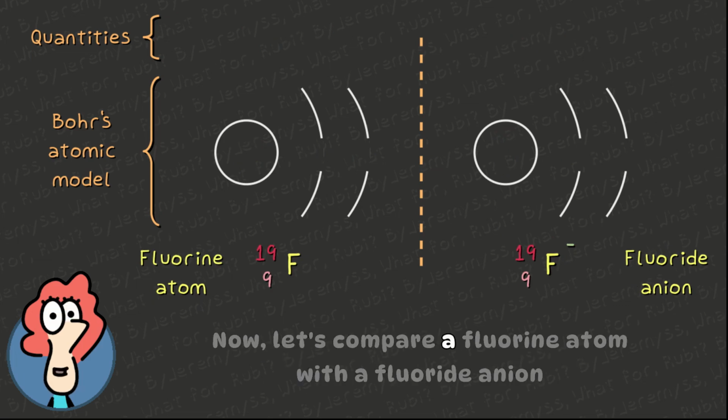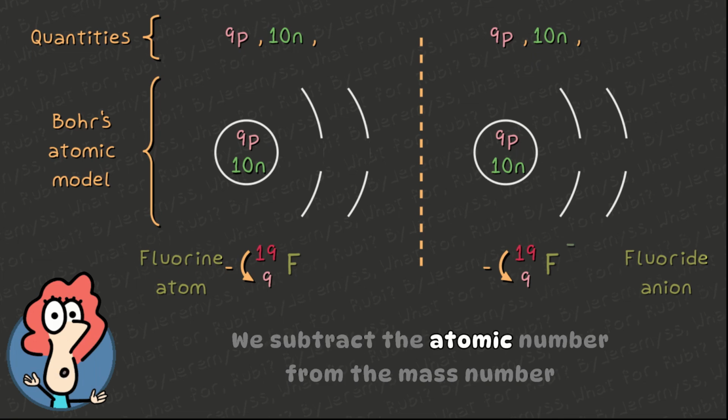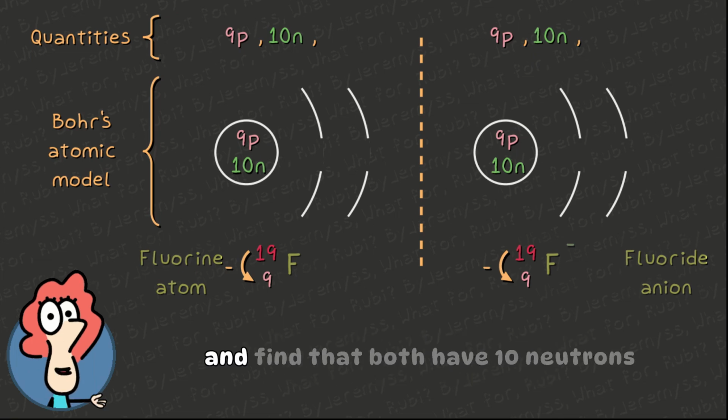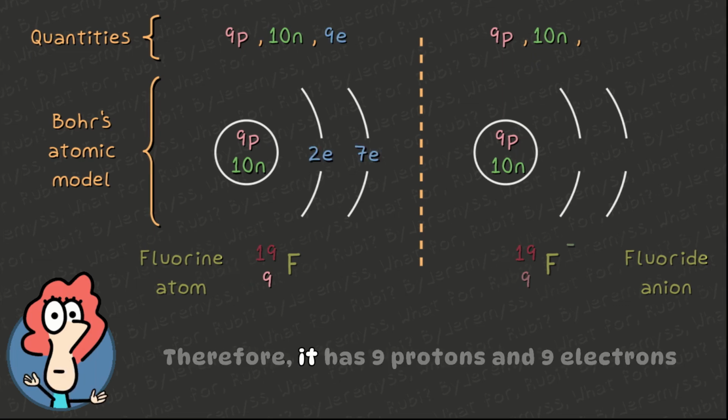Now, let's compare a fluorine atom with a fluoride anion. Their atomic numbers indicate that both have 9 protons. We subtract the atomic number from the mass number and find that both have 10 neutrons. The net charge of the atom is 0. Therefore, it has 9 protons and 9 electrons.